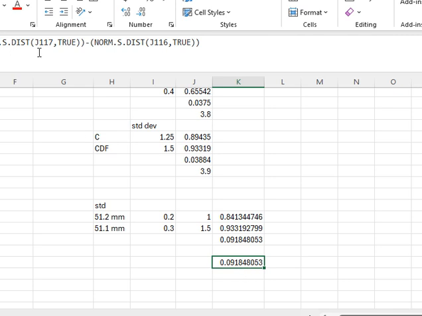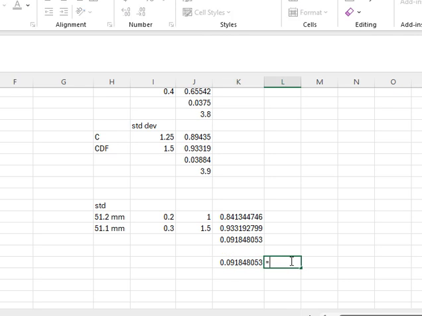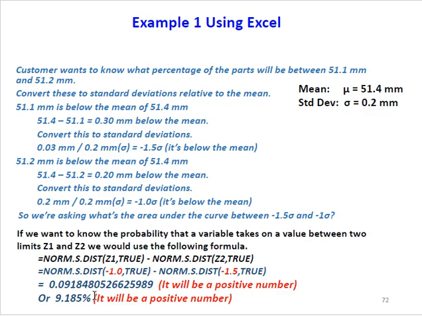You can also do it directly with NORM.S.DIST, and make sure you put your bracket and so on. Sometimes you need it, sometimes you don't. Then you select 51.1, then go to 51.2, and subtract that, and you are going to get 0.918. If you turn that into a percent, you get 9.18, which is the same answer that we got right here.